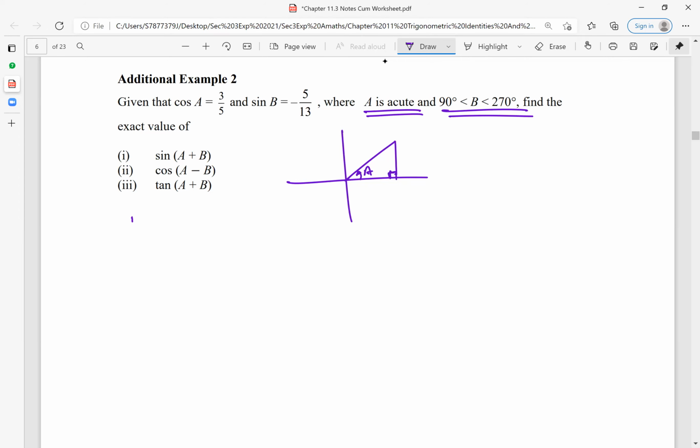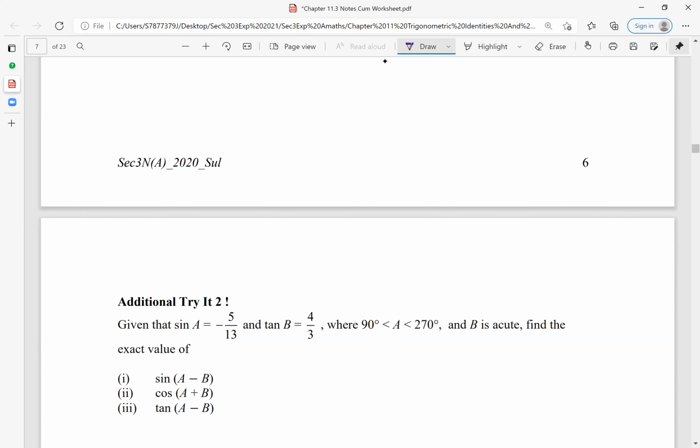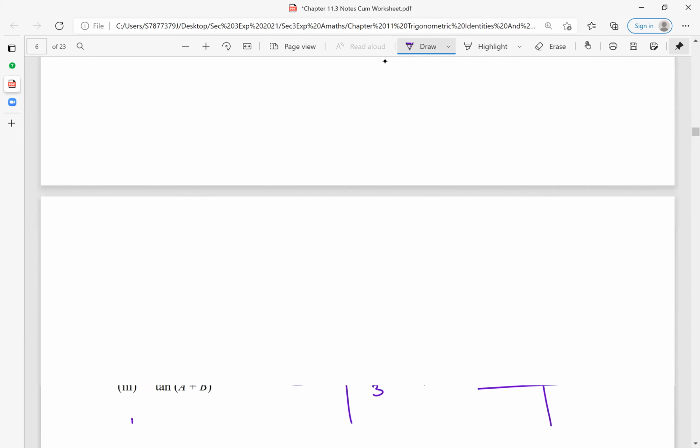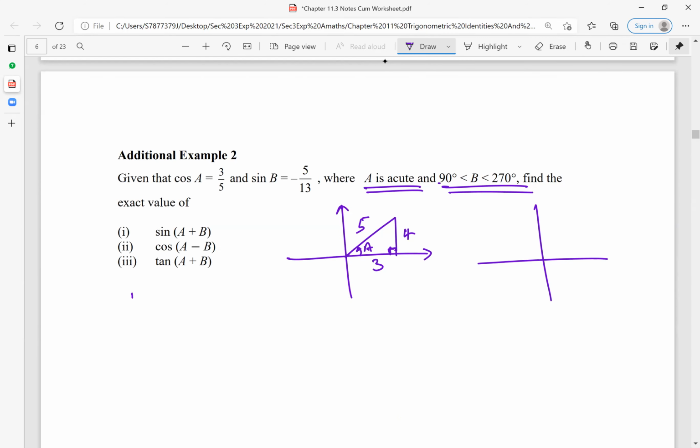And it's 3 and 5. So this one must be 4. Okay, next one. B is 90 to 270. Something is wrong. Wait, I think it should be 180 to 270. Wait, let me check. It's wrong. Okay, sorry guys, this one should be 180. Can you change this to 180? What's in your paper? 90. Change it to 180, please. Change it to 180. Thank you.